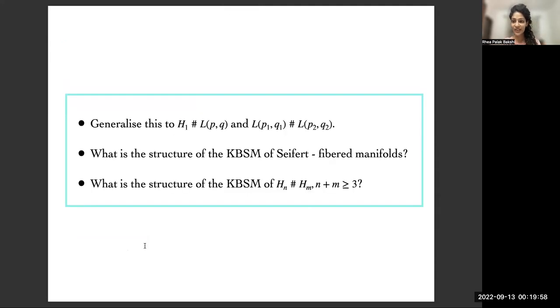So what are some future directions from here? Well, the goal is to understand the structure of the KBSM. And so the first step would be to generalize this result for the connected sums of handle bodies to the connected sums of lens spaces. There are some open questions. For example, what is the structure of the KBSM of Seifert fiber manifolds? What is the structure of the KBSM of Hn connected sum Hm when n plus m is greater than or equal to 3? What are all the handle sliding relations which exist in the KBSM, and are they related to Chebyshev polynomials in any way?